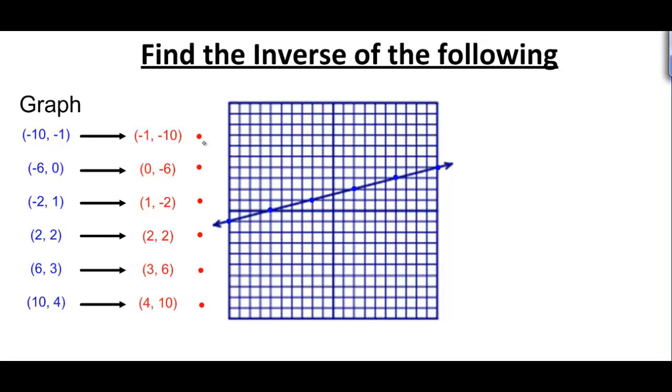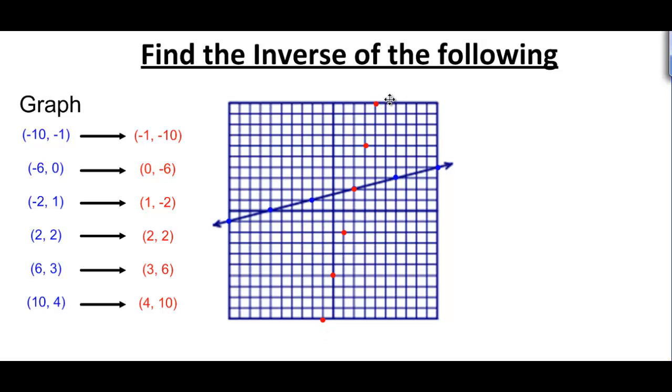And then I can just take negative 1, negative 10, those ordered pairs, and I graph them. 0, negative 6. Okay. 1, negative 2. 2, 2. 3, 6. And then 4, 10.